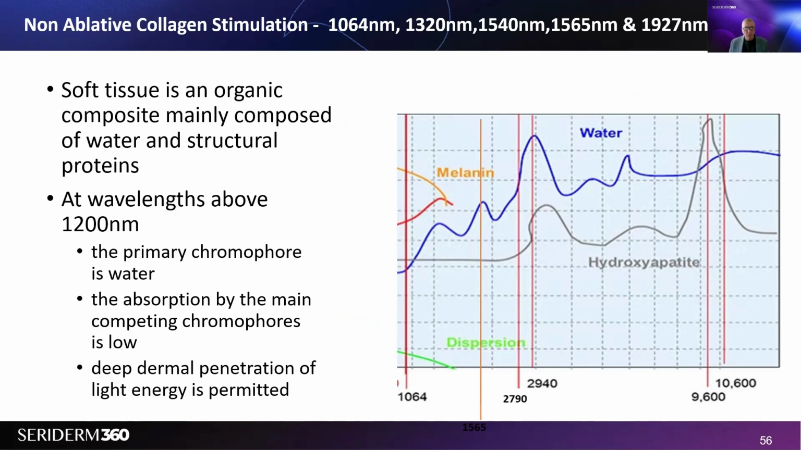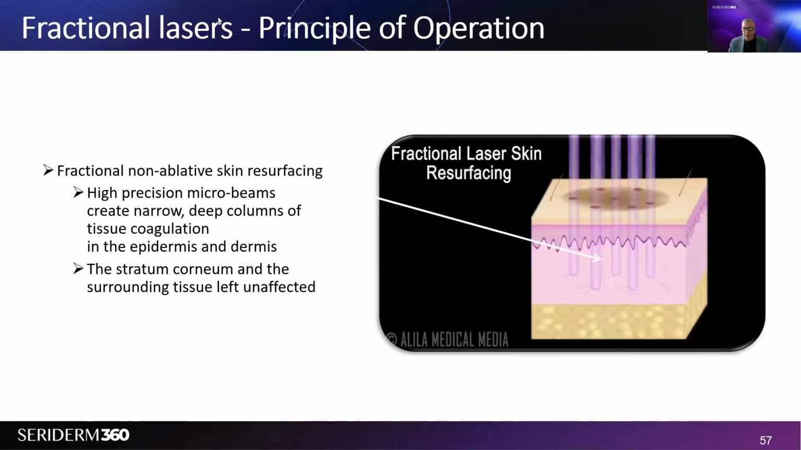Okay, so we know that these wavelengths are below 2000, so they don't cut tissue. We know they're highly absorbed in water. So what they do is create these columns of heat. If we can raise the temperature by creating these columns of heat, that will allow us to stimulate fibroblast activity and start to repair the tissue.